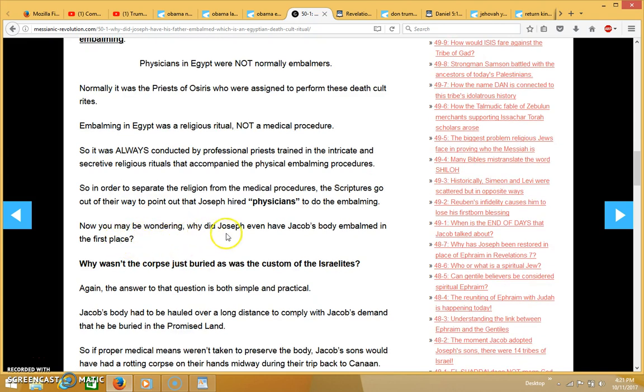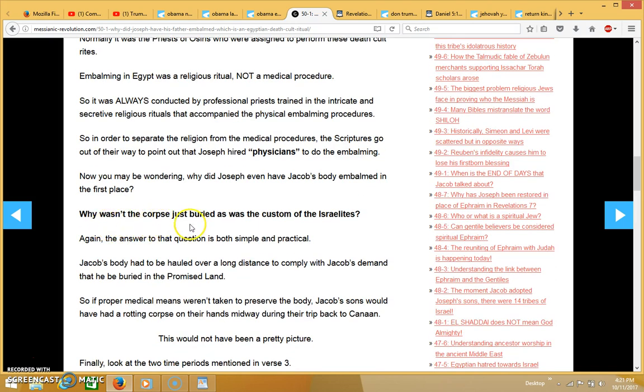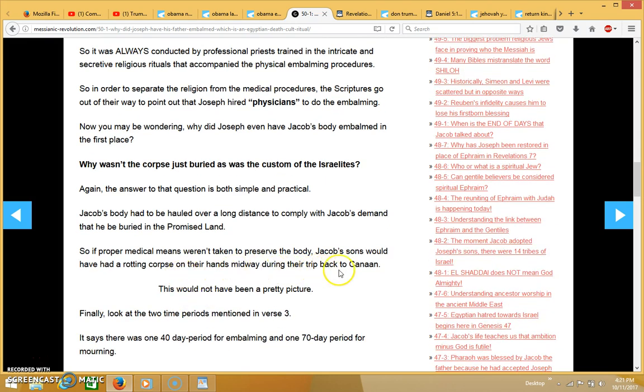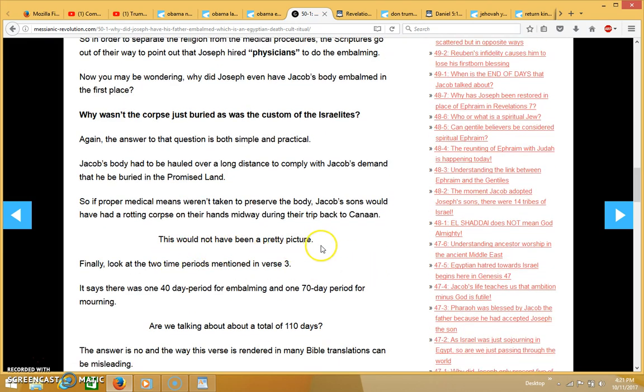Now you may be wondering, why did Joseph even have Jacob's body embalmed in the first place? Why wasn't the corpse just buried, as was the custom of the Israelites? Again, the answer to that question is both simple and practical. Jacob's body had to be hauled over a long distance to comply with Jacob's demand that he be buried in the promised land. So if proper medical means weren't taken to preserve the body, Jacob's sons would have had a rotting corpse on their hands midway through their trip back to Canaan. This would not have been a pretty picture.